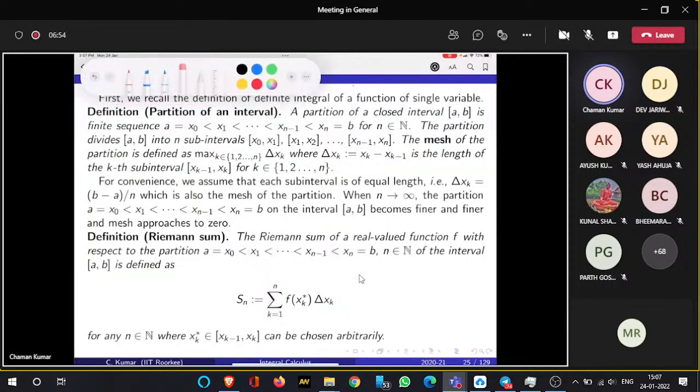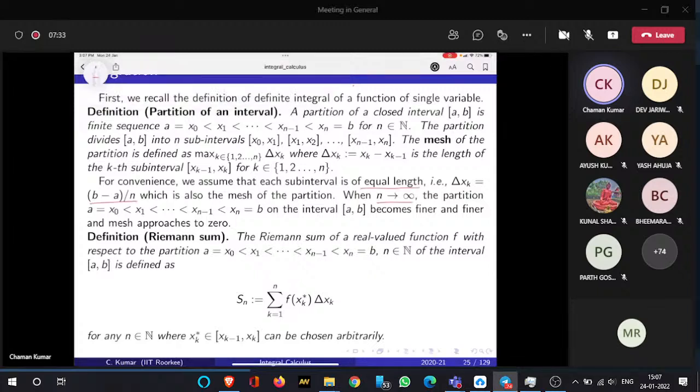For convenience, what we do is we take equal partitions. That means if I take the mesh of the partition equal to b minus a by n, then this is known as a partition of equal lengths. And also when n goes to infinity, that means you include more and more points from the interval, then you get the entire interval. The partition becomes more and more finer, and the mesh size approaches 0.